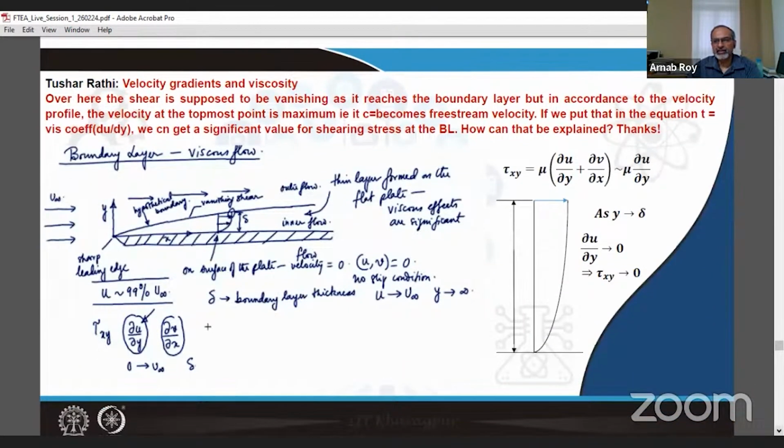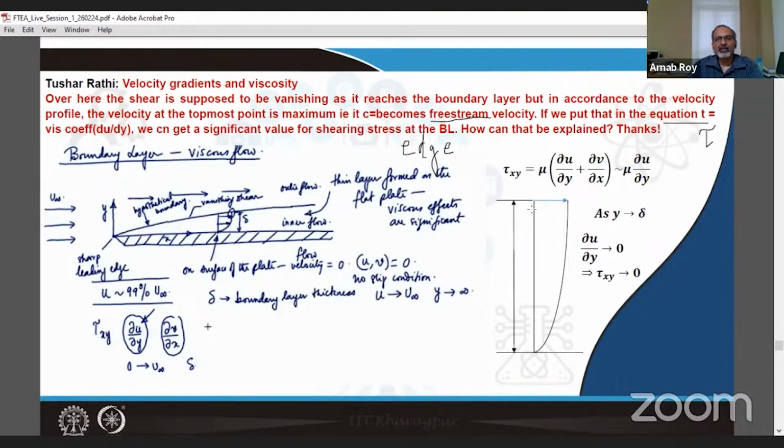Tushar has a question here regarding velocity gradients and viscosity. Over here, the shear is supposed to be vanishing as it reaches the boundary layer, but in accordance with the velocity profile, the velocity at the topmost point is maximum. It becomes the free stream velocity. If we put that in the equation for, I guess, tau, we can get a significant value for shear stress at the boundary layer. I guess you mean the boundary layer edge, the edge of the boundary layer, where we essentially reach the free stream conditions.